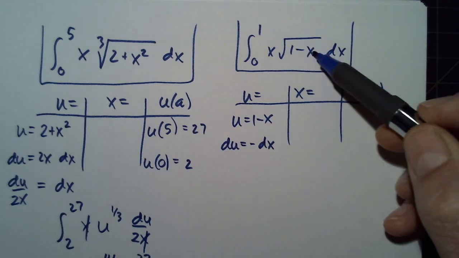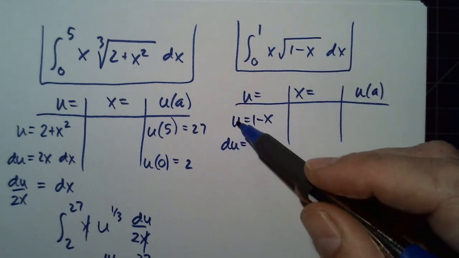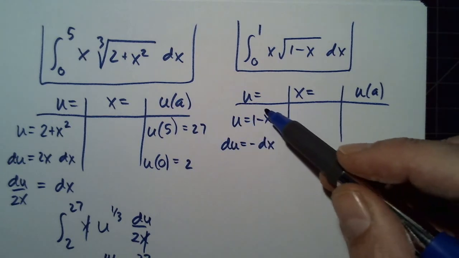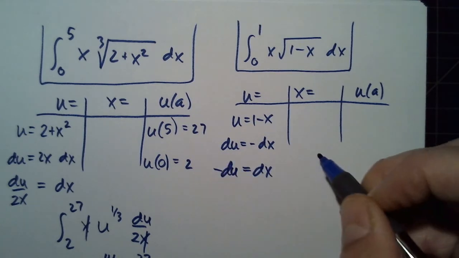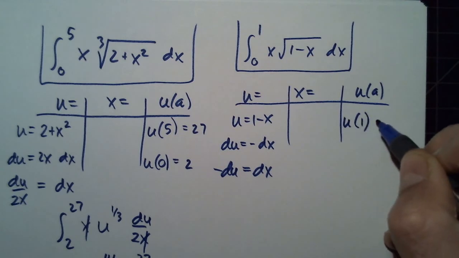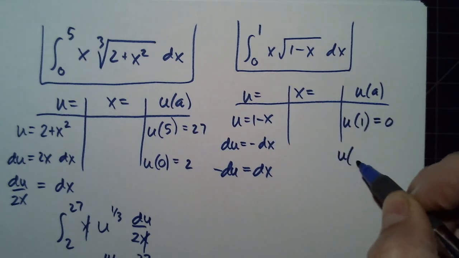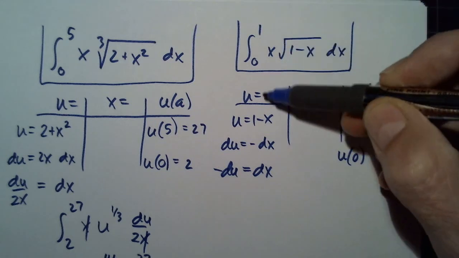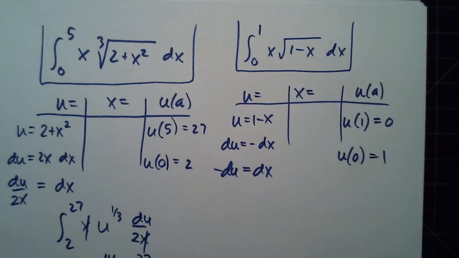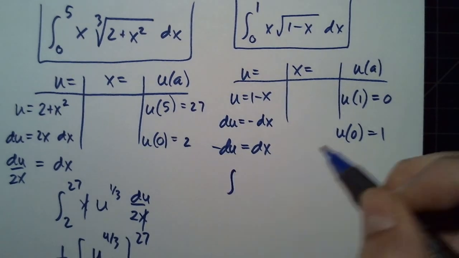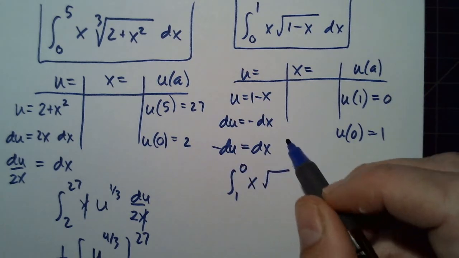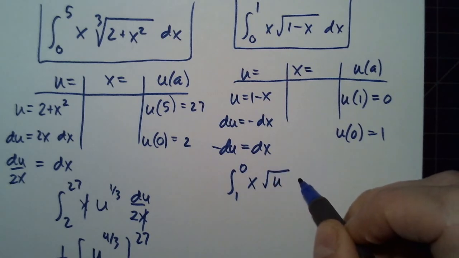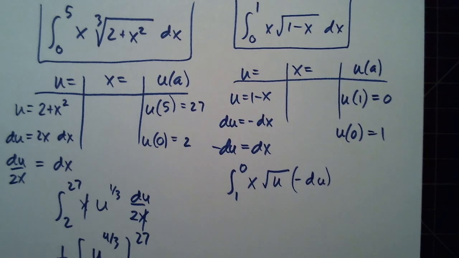Okay, so the inside function is 1 minus x. We find the differential of u, and the derivative of this is -1 times dx. So dx is negative du. u evaluated at 1 is 0. u evaluated at 0 is 1. So now we're integrating from 1 to 0, x square root of u, and dx is negative du.